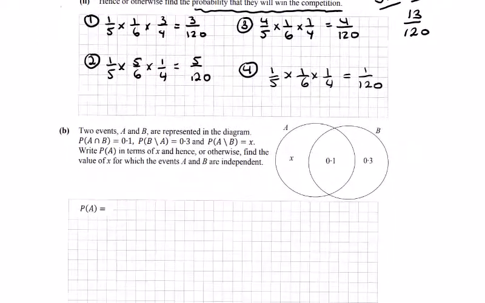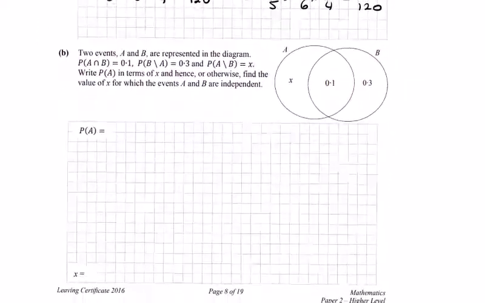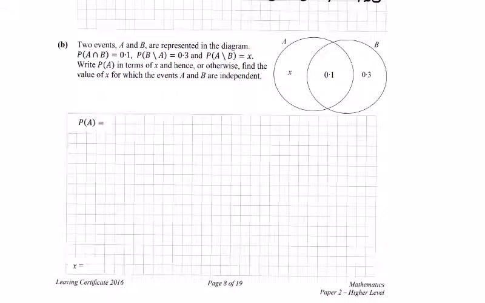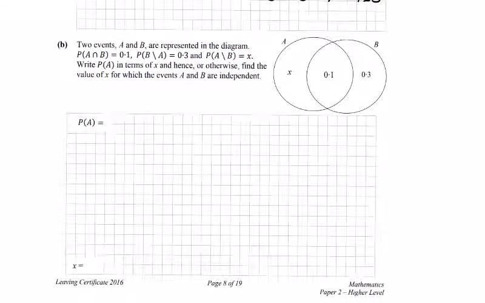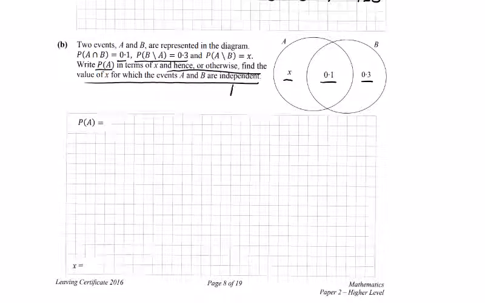Second part of this question, 2 events A and B are represented. We're given the intersection, 0.1. Probability of B given A, which is over here, 0.3. And the probability of A less B is X. Write the probability of A in terms of X, and hence or otherwise find the value for X for which the events are independent.